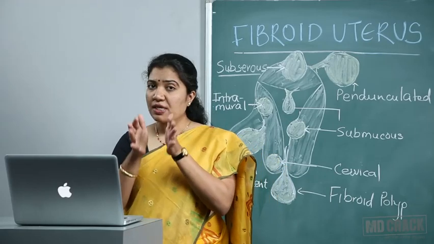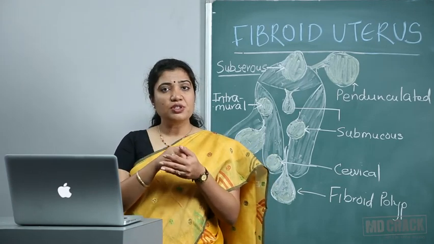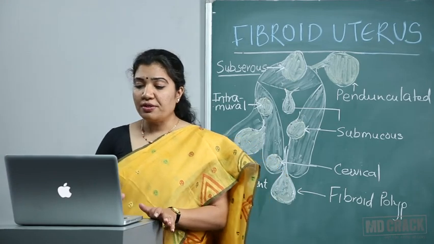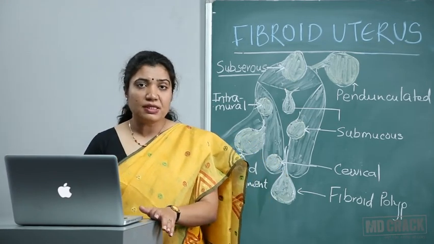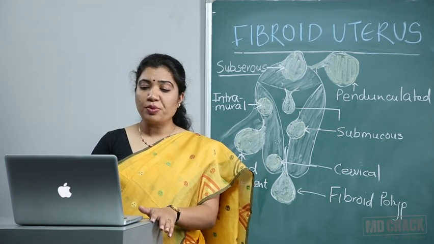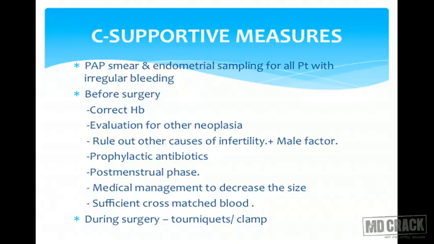So sometimes size of the uterus hampers vaginal hysterectomy. So we can give this GnRH agonist, decrease the size and can remove the tumor vaginally. So decreasing the size in cases of myomectomy, vaginal hysterectomy, or even before laparoscopic myomectomy is the purpose we can achieve with these drugs. Pap smear and endometrial sampling for all patients with irregular bleeding is a must to rule out CA cervix, CA endometrium, endometrial hyperplasia, anything.